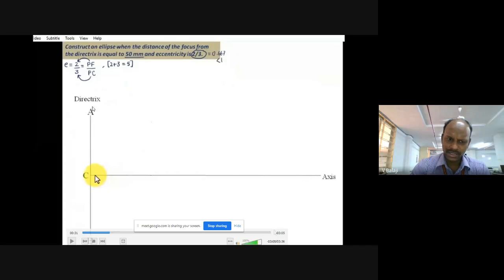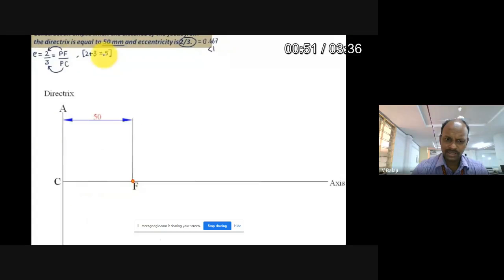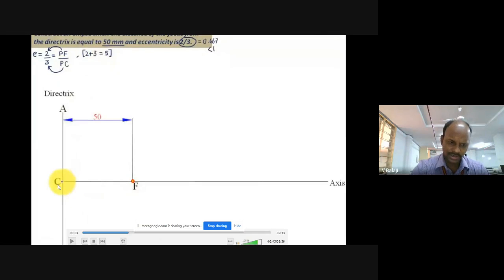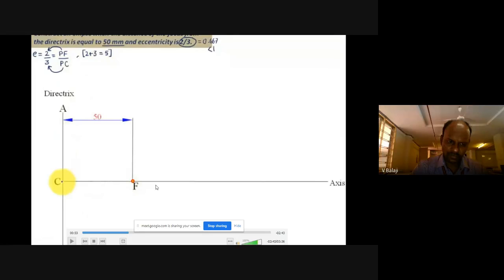So the axis and directrix are two important lines for the construction of an ellipse. The next important step: he has given the focus distance 50 mm from the directrix. With your ordinary mini drafter or scale, you can locate 50 mm, 5 centimeters, on the axis. Note down that point as focus, capital F.